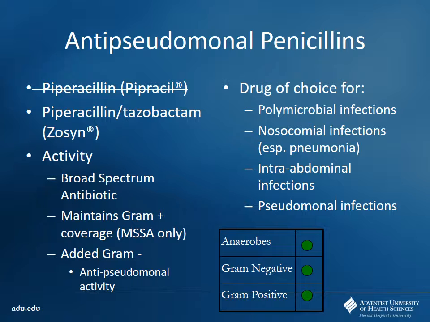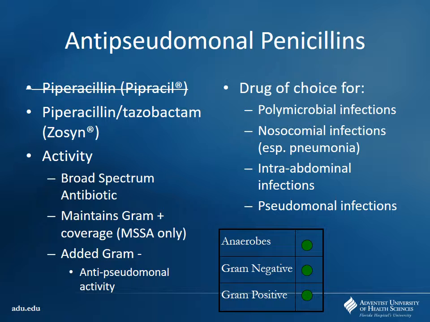And so things that have MRSA coverage and things that have Pseudomonas coverage are really good things to note, because they'll probably come up on a test question at some point. So just note that. Your only antipseudomonal penicillin here is going to be piperacillin with tazobactam. I've never actually seen piperacillin given by itself, so I'm pretty sure it's been discontinued. So you really only see Zosyn being used out there. This is a really, really good broad-spectrum antibiotic.